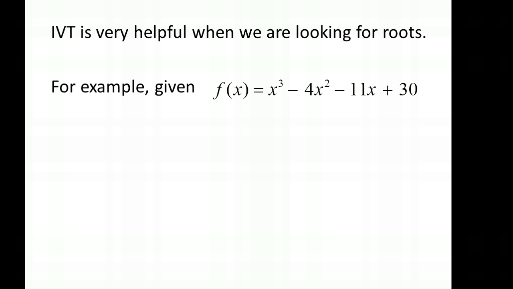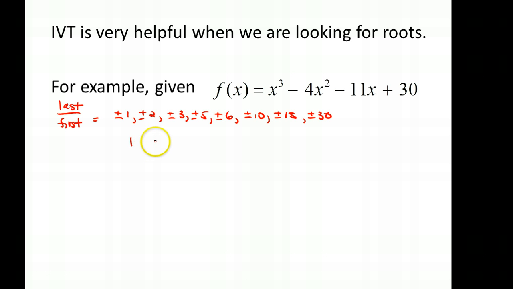Okay, let's start by writing our list of possible rational roots, last over first. Plus or minus 1, plus or minus 2, plus or minus 3, plus or minus 5, plus or minus 6, plus or minus 10, plus or minus 15, and plus or minus 30. Okay, now I'm going to use synthetic division to test these roots. So I put down my coefficients, 1, negative 4, negative 11, 30. Okay, I'm going to try 1 first. So if I try 1, I'm going to use the compact chart. Bring down the 1, add it, that's negative 3, add it, it's negative 14, add it, and it's 16. This is a positive y value.